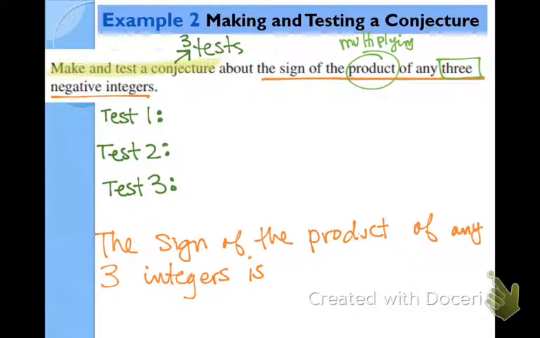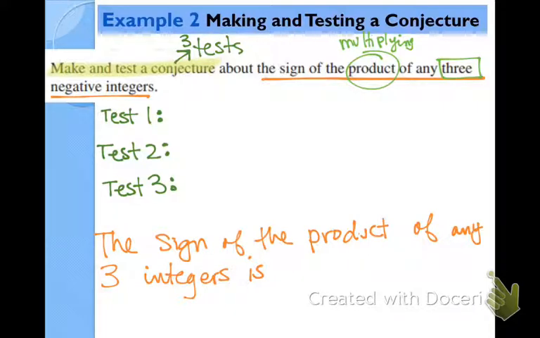So here's what you want to do. We're going to create 3 tests. You need at least 3. You're going to make a conjecture, an unproven statement based on these 3 tests. I will explain when we get there. So you see how I wrote test 1, test 2, test 3? That's where I'm going to write my different tests. We're going to multiply 3 different numbers each time.